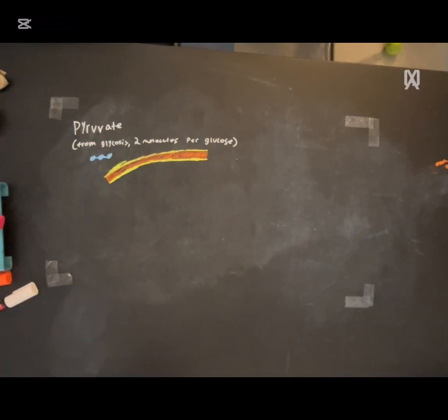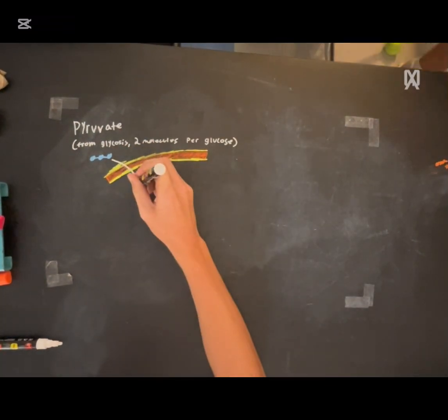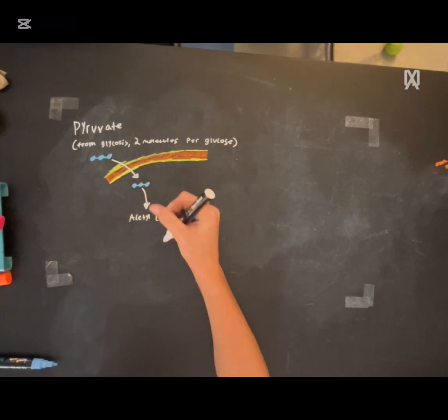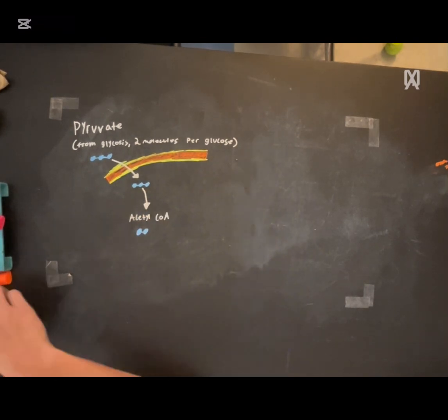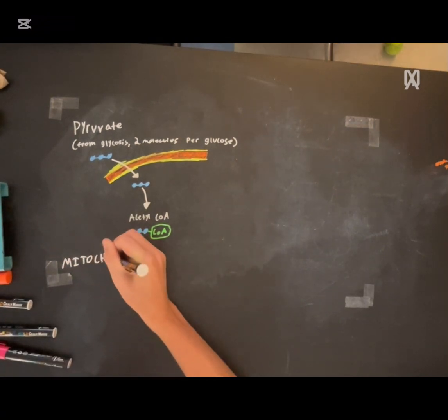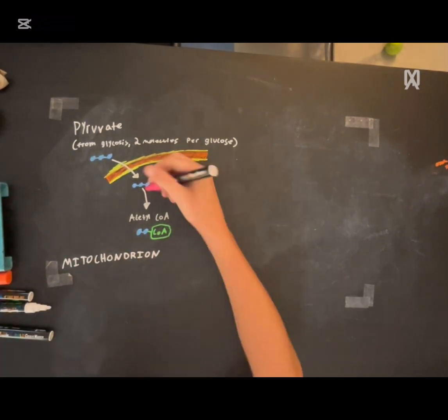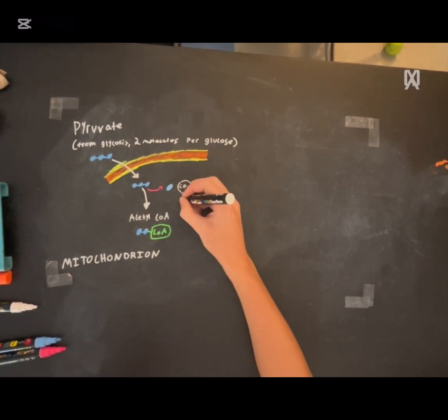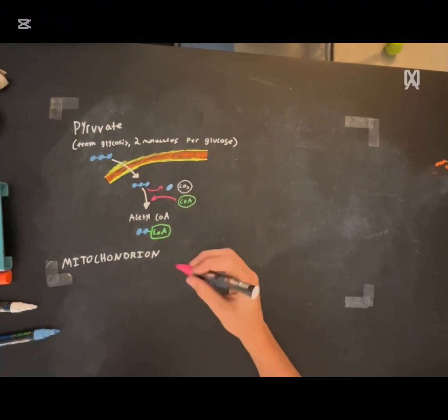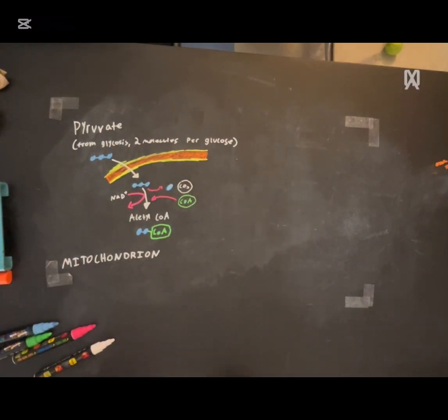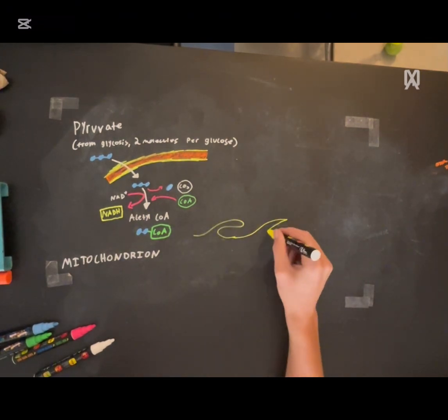The pyruvate then moves into the mitochondrion where it undergoes pyruvate oxidation, which requires oxygen. Each pyruvate loses a carbon atom, releasing carbon dioxide. The remaining 2-carbon piece attaches to a coenzyme A, forming acetyl-CoA, which enters the citric acid cycle, also known as the Krebs cycle. In this cycle, acetyl-CoA is further broken down, producing more NADH and a small amount of ATP. The NADH created during these processes carries high-energy electrons to the electron transport chain, where a significant amount of ATP is produced. Overall, this series of reactions connects the breakdown of glycolysis to energy production in the presence of oxygen.